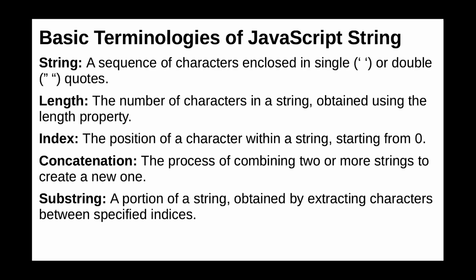So next is basic terminologies of JavaScript string. First is string, a sequence of characters enclosed in single or double quotes. Next is length, the number of characters in a string, obtained using the length property. Next is index, the position of a character within a string, starting from 0. And next is concatenation, the process of combining two or more strings to create a new one. And next is substring, a portion of a string obtained by extracting characters between specified indices.